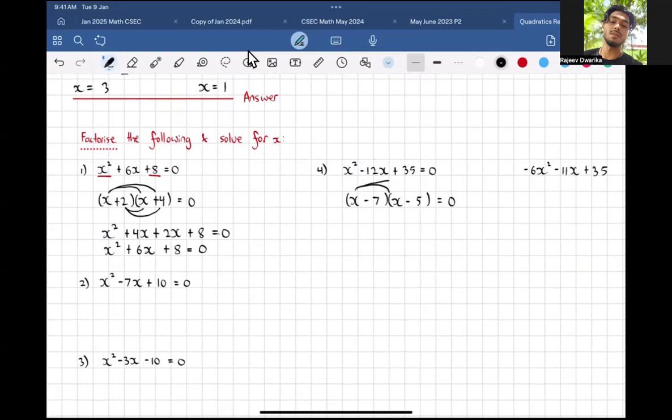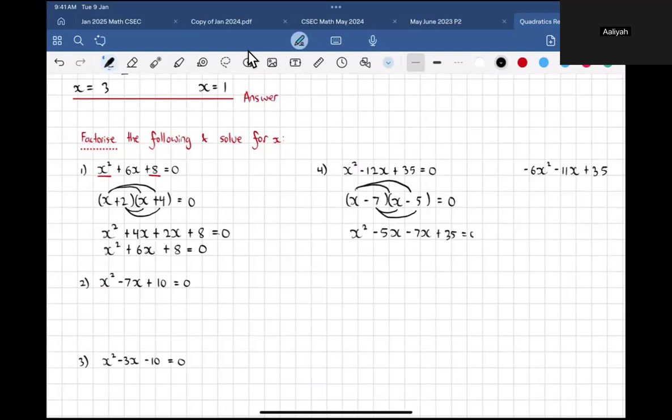That'll be x by x, x by -5, squared, right? x squared, minus 5x, minus 7x, plus 35. You get x squared minus 12x plus 35 is equal to 0.